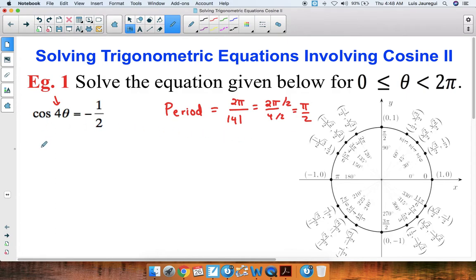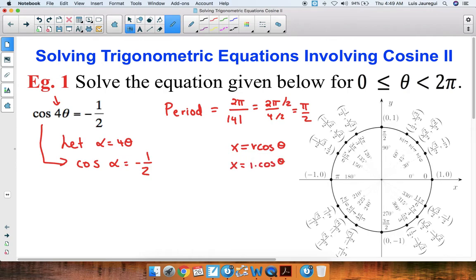The next thing we're going to do is to introduce a new variable. Let's call that variable alpha. So let alpha be equal to 4 theta. Then this particular equation becomes cosine of alpha is equal to negative 1/2. Now also recall that x is equal to r cosine of theta. And on the unit circle that has a radius of 1, we have x is equal to 1 times cosine of theta, or more precisely x is equal to cosine of theta.